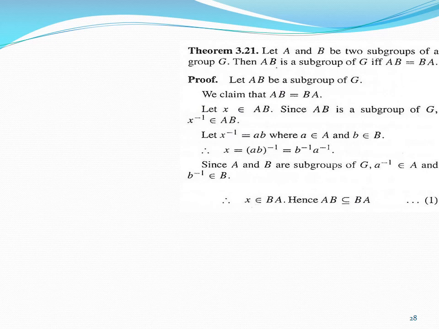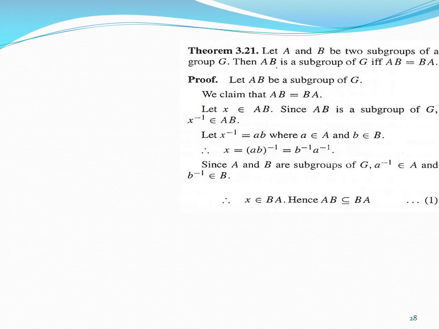Next, another theorem. Under some condition, it may also be true. Let A and B be two subgroups of a group G, then AB is a subgroup of G if and only if AB equal to BA. Go through once again the statement of the theorem. Proof.